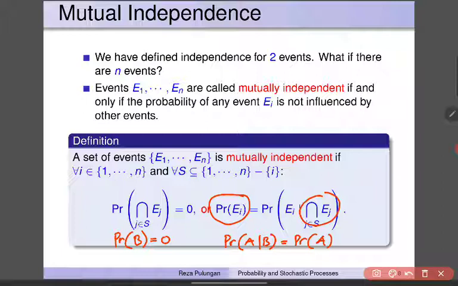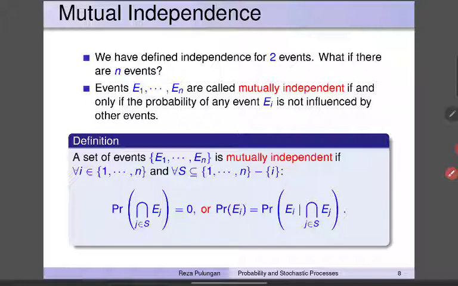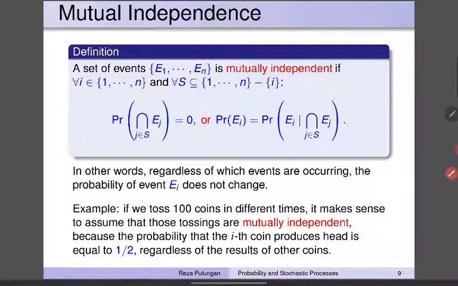Now this definition is quite involved because you have to take any i here and then any subset, every possible subset of 1 until n minus i. So if you want to list all of them, it's actually quite complicated, especially if n is quite large. Similarly with the previous definition, we can also obtain another way of defining this.